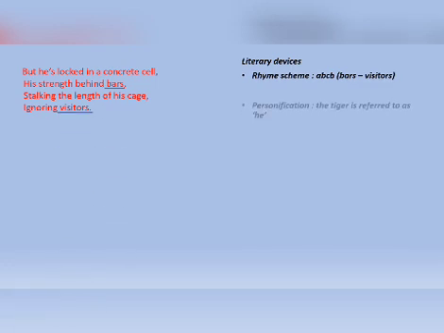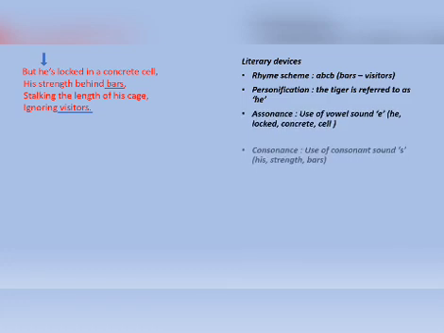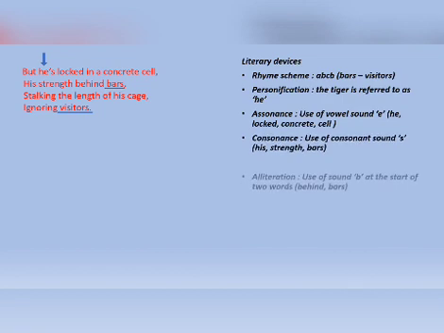The literary devices used are the first one, rhyme scheme. Bars and visitors is the ABCB rhyme scheme that has been used over here. We have personification. The tiger is personified again over here as he. We have assonance, the use of vowel sound E, that is he, locked, concrete and cell. We also have consonance, the use of consonant sounds. And the last one, alliteration, the use of sound B at the start of the two words.